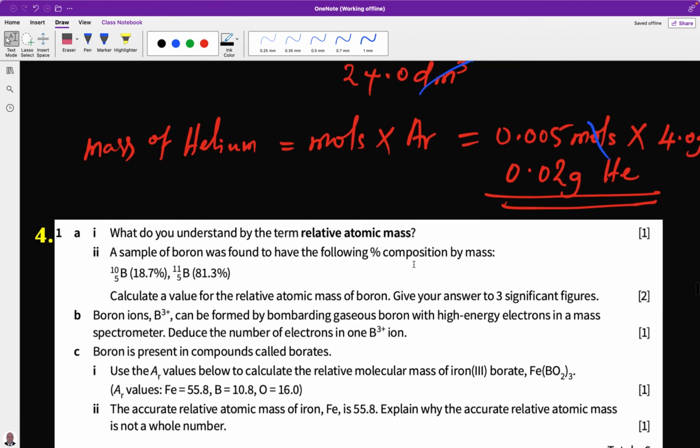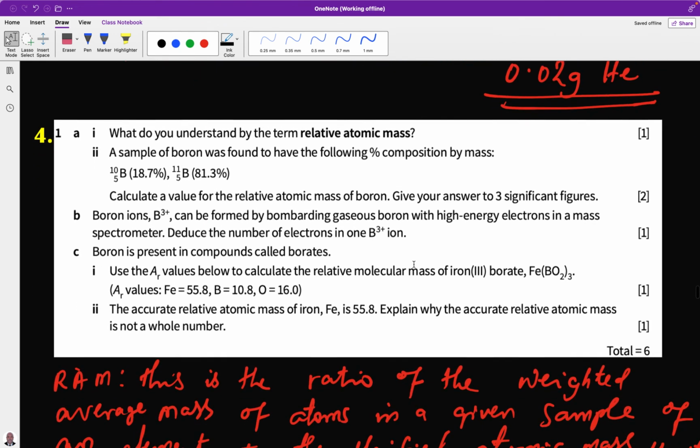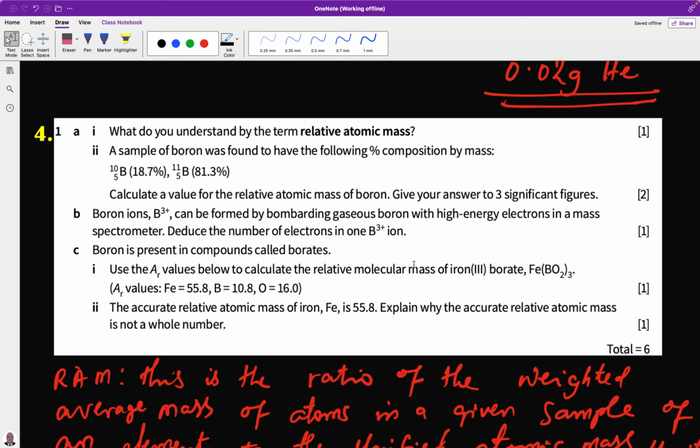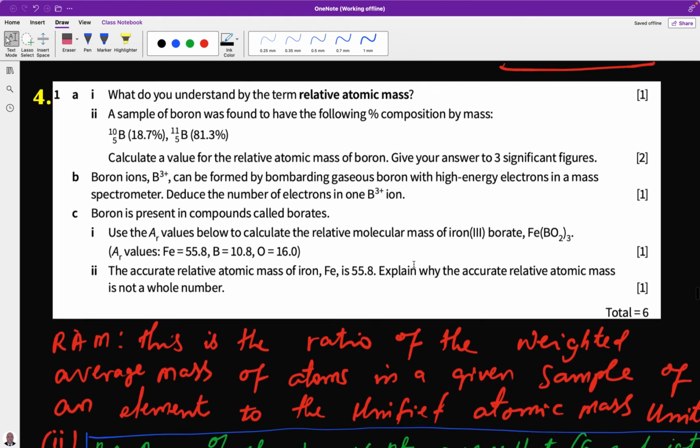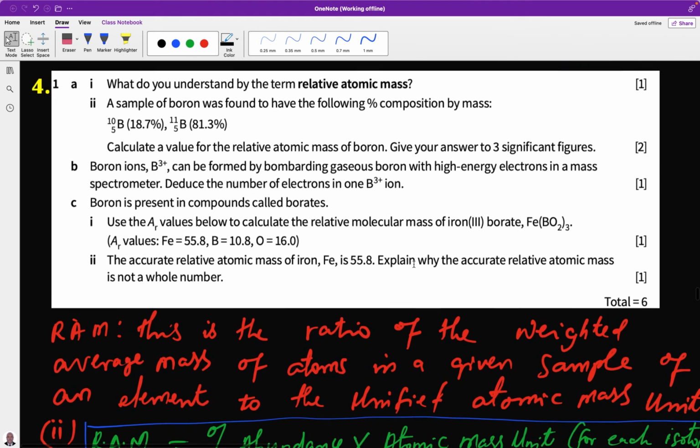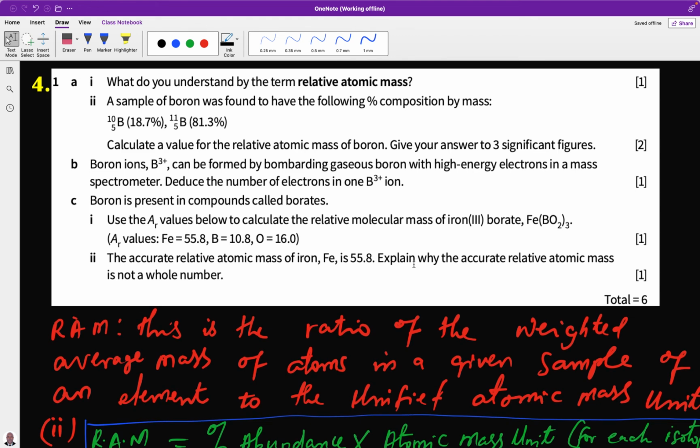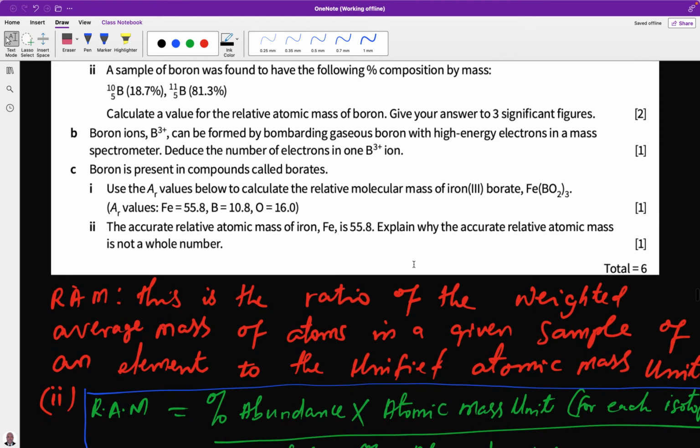It took us to question number 4, still on relative atomic masses. I gave you the definition of relative atomic mass, and I came again and said the recent or updated definition of the relative atomic mass is the ratio of the weighted average mass of atoms in a given sample of an element to the unified atomic mass unit. Finish. Then it drove us to the second part of it.